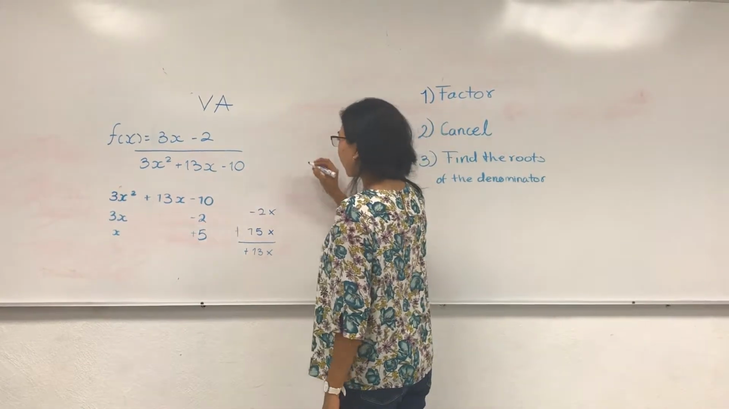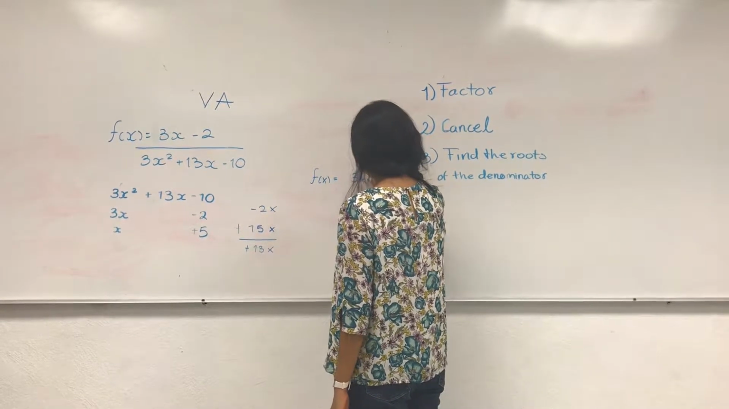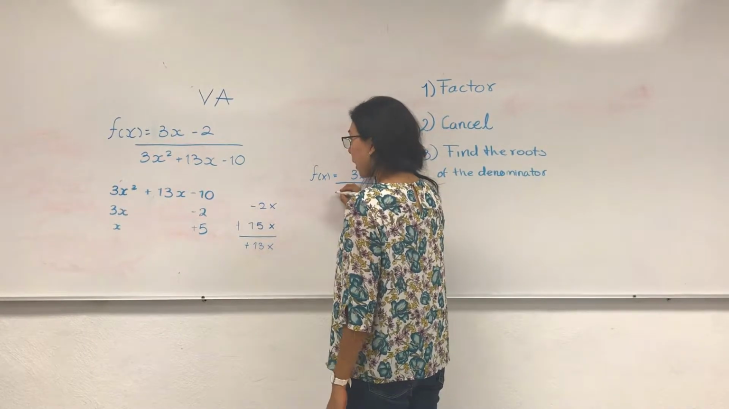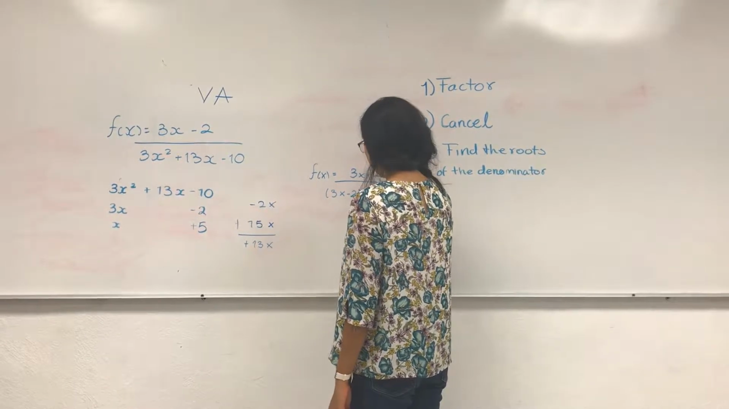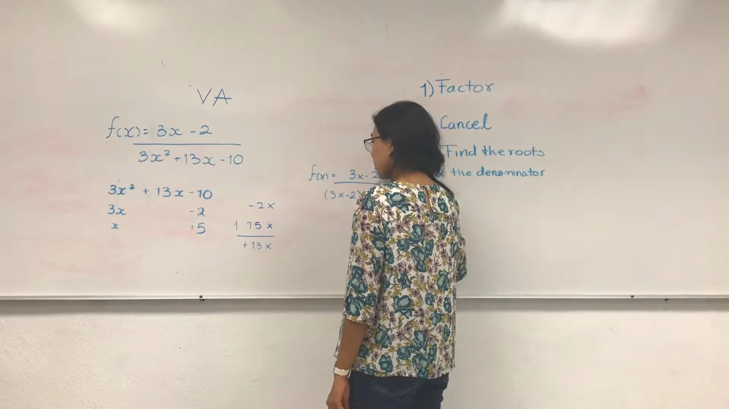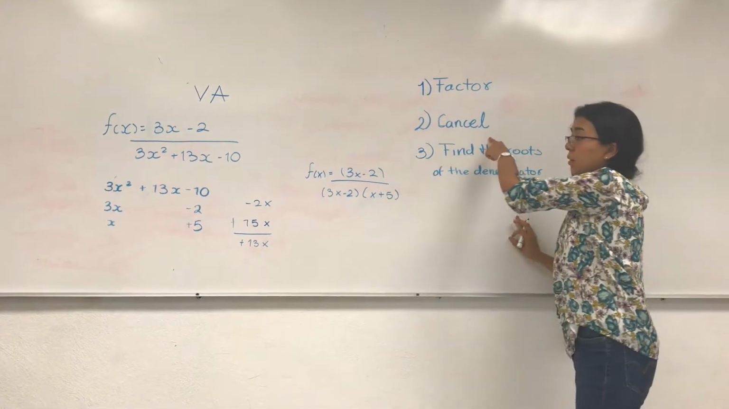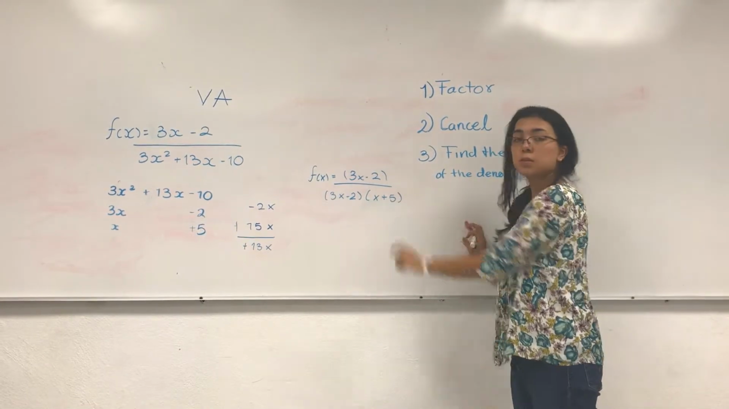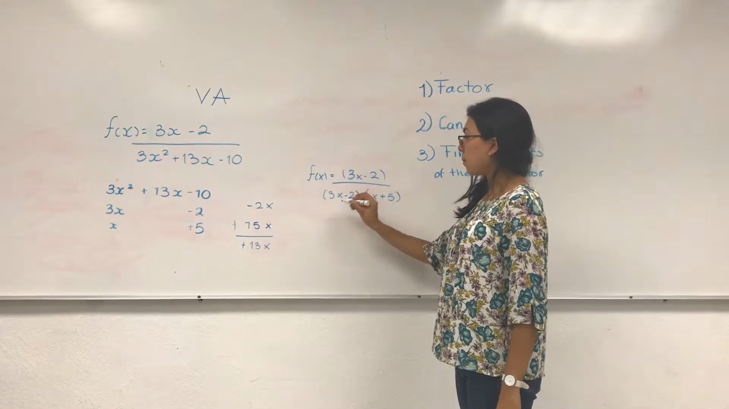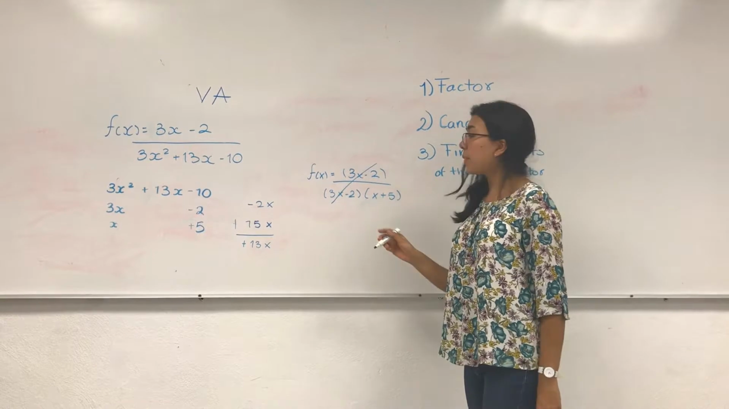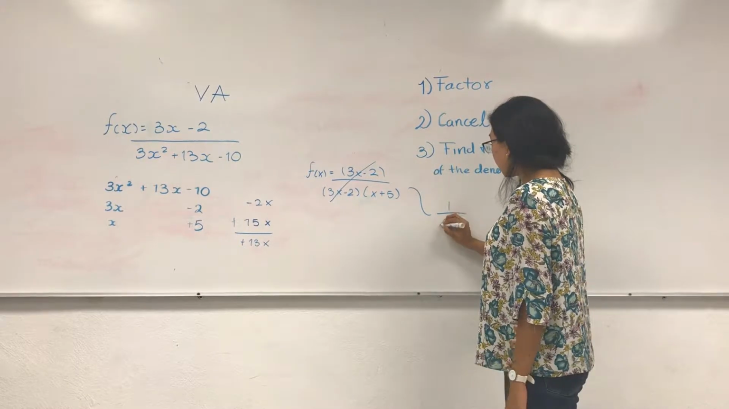So we can write this as f of x equals 3x minus 2 over 3x minus 2 times x plus 5. So we can get it like this. Then we're gonna cancel the similar or common factors in numerator and denominator. So these ones are those ones, and we cancel them out. So we get a simple form, which is 1 over x plus 5.